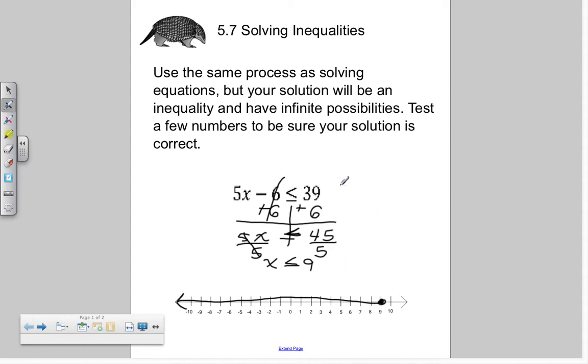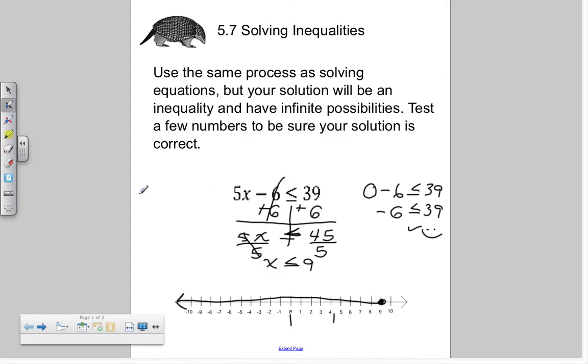But now let's test a few numbers to be sure that my solution is correct. And you can do this mentally. Anything that's along the shaded line should work in the inequality. So let's pick something easy. How about 0? If I put a 0 in here, I would have 5 times 0, which is 0, minus 6 is less than or equal to 39. 0 minus 6 is negative 6. Is negative 6 less than or equal to 39? Yes, so it works.